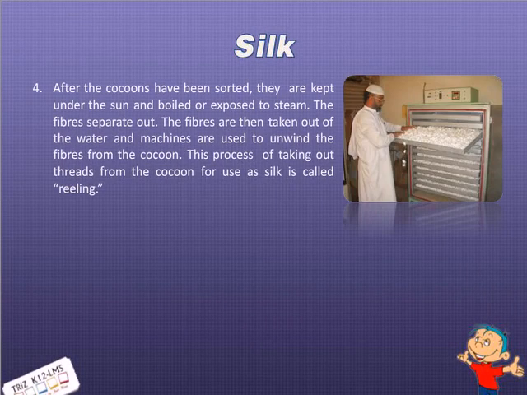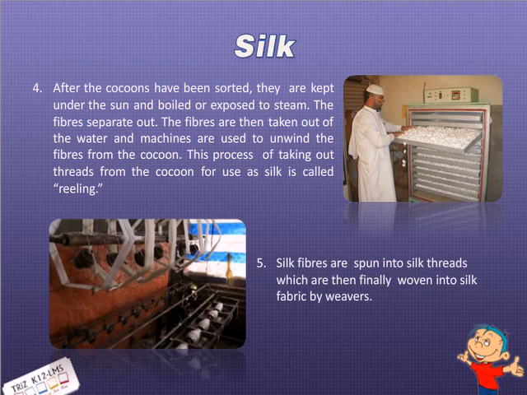After the cocoons have been sorted, they are kept under the sun and boiled or exposed to steam. The fibers separate out. The fibers are then taken out of the water and machines are used to unwind the fibers from the cocoon. This process of taking out threads from the cocoon for use as silk is called reeling. Silk fibers are spun into silk threads, which are then finely woven into silk fabric by weavers.